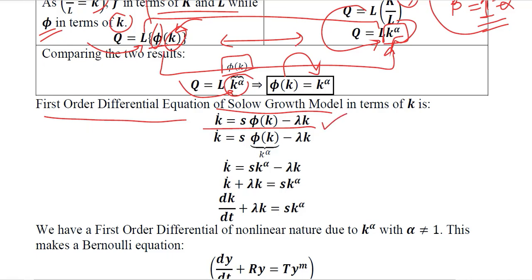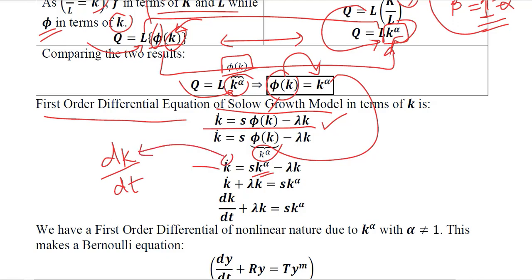So now the value of phi k is substitutable, and we are going to put it here. So when we put it, it becomes like this, and then we can see that this is the rate of change of capital per worker over time, because this dot shows this, and we have k with power 1, and we have k with power alpha. So this will help us to anticipate that we are going to get a Bernoulli equation.